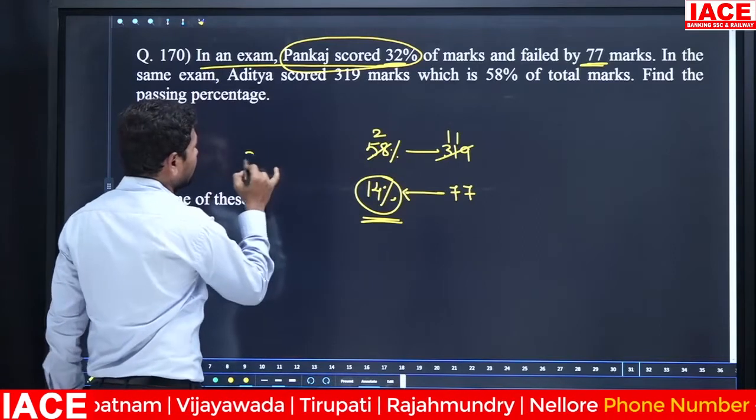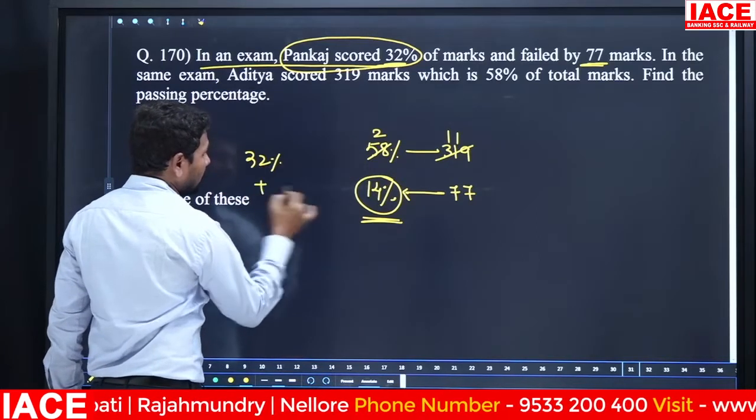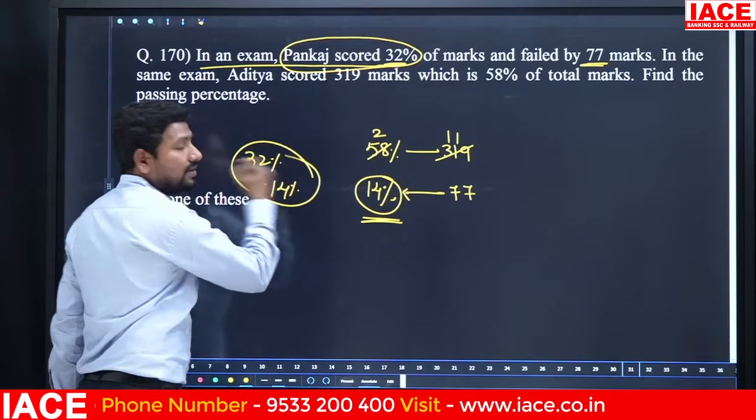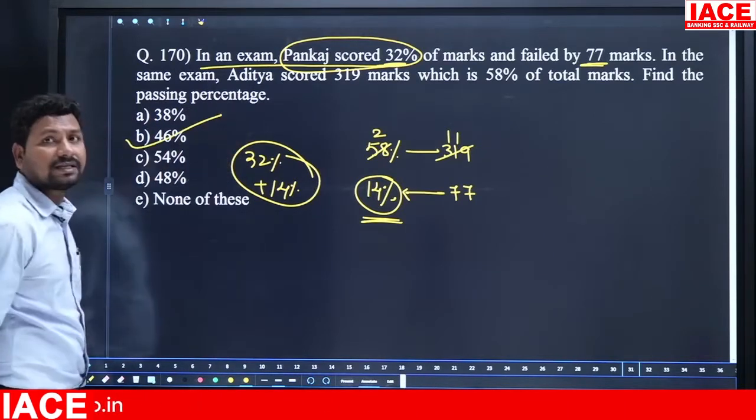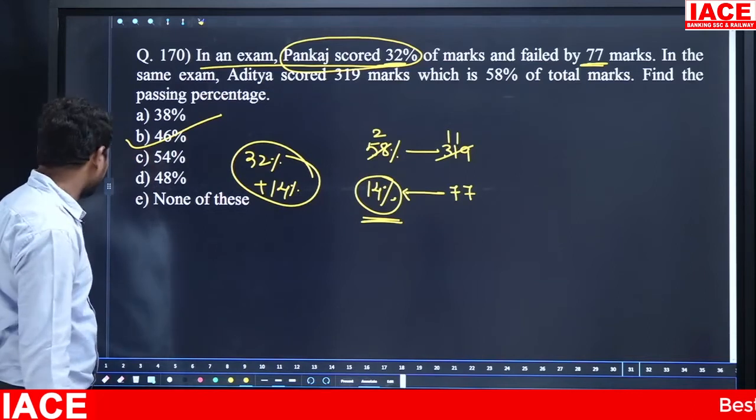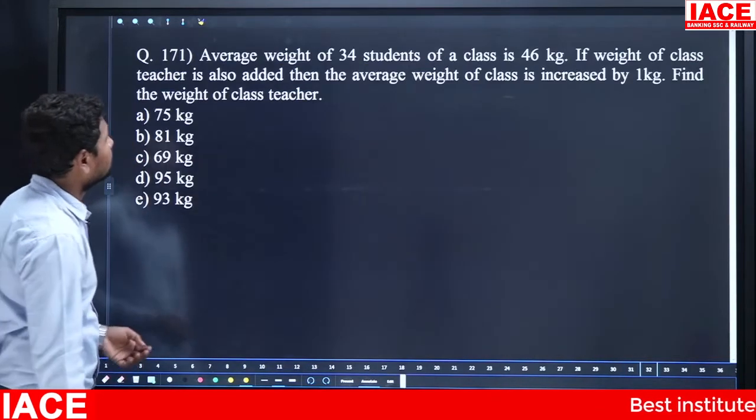Then the pass marks required is 32 percent plus 14 percent. Then overall it is how much? 46 percent. 46 is the passing percentage. Option B is correct. Let's check the next one.